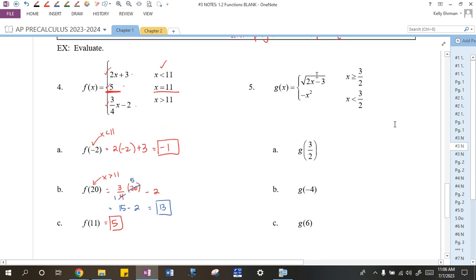Okay, here's g of x. It has 2 pieces to it. For x values greater than or equal to 3/2, we're on the top. For x values less than 3/2, we're on the bottom. So when x equals 3/2, g of 3 over 2, we're on the top piece, greater than or equal to. So plugging into this, square root of 2 times 3 over 2 minus 3. Again, this 2 out here, a common mistake I get, even in pre-calc, people want to do 2 times 3 over 2 times 2, but this is 2 over 1 times 3 over 2. So again, your 2's cancel, and you just get square root of 3 minus 3.